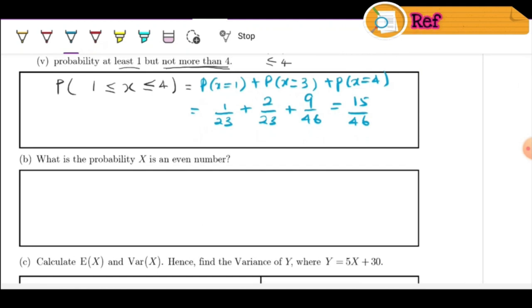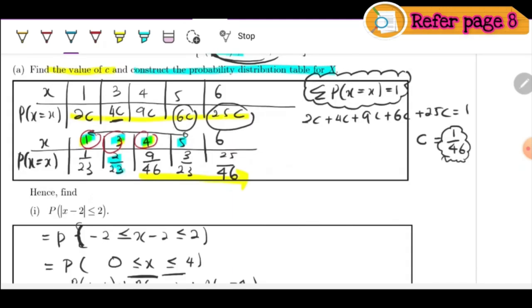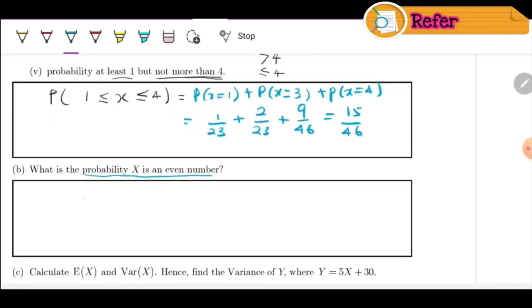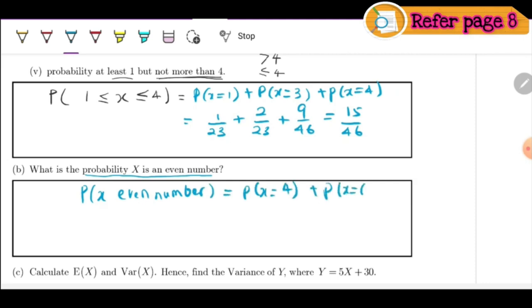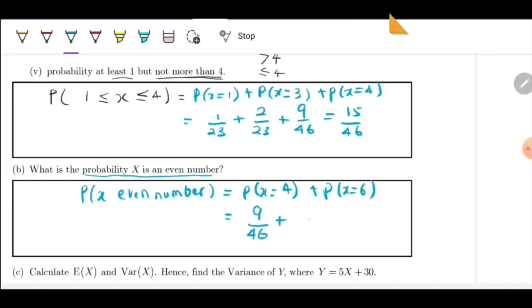Okay, B. What is the probability when x is an even number? For even numbers, as we can see here, the values are 4 and 6 only. So when x is an even number, we can take x equals 4 or x equals 6. When x equals 4, the probability is 9 over 46.